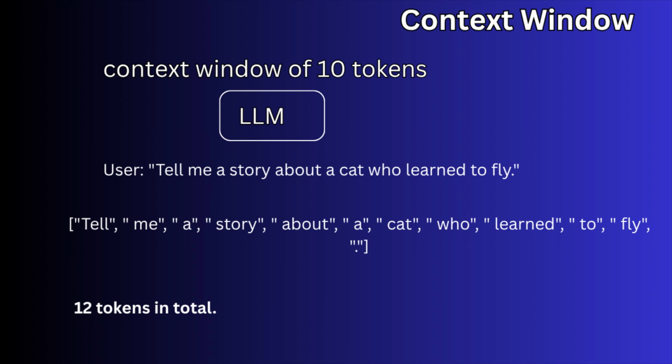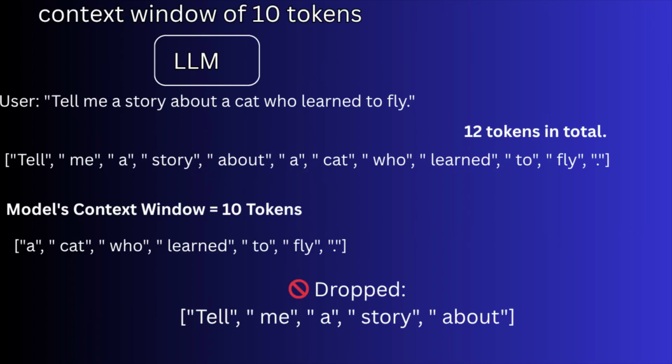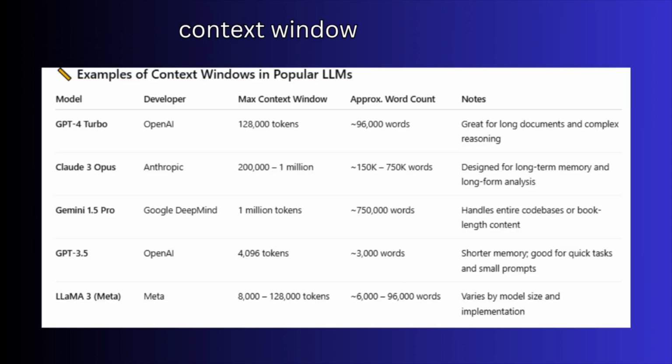But the model's context window is 10 tokens. The model can only see 10 tokens at a time. So it will truncate or drop the first few tokens in this case. So as a result, these are the tokens it processes. The model might not understand the full prompt and could produce a confusing or incomplete response. So if the context window is large, then the model can remember more tokens and give a response based on the question. Context window varies depending on the model.